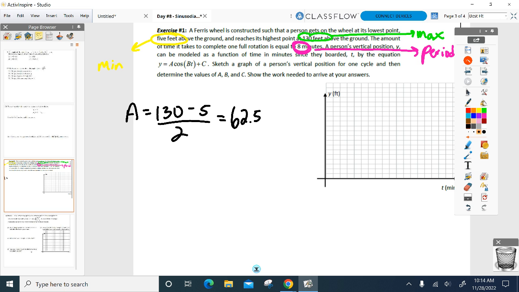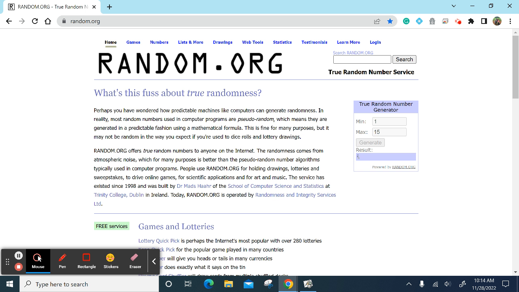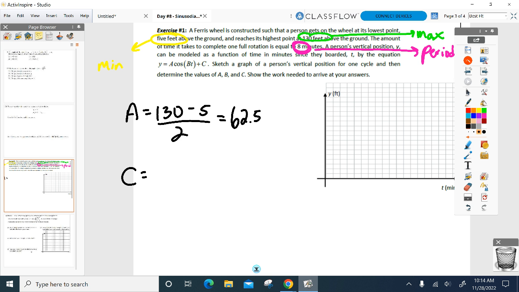I'll skip over B and go right to C because it's a very similar formula, which is what? To find your C value. Okay, 130 plus 5 over 2 will be my C value. And I believe that comes out to be 67 and a half.